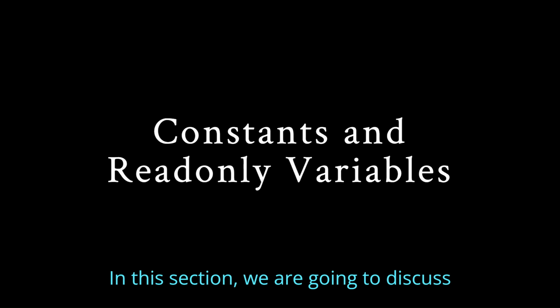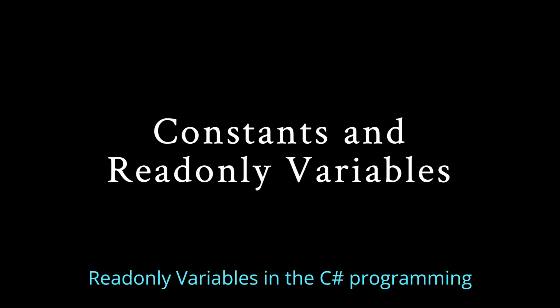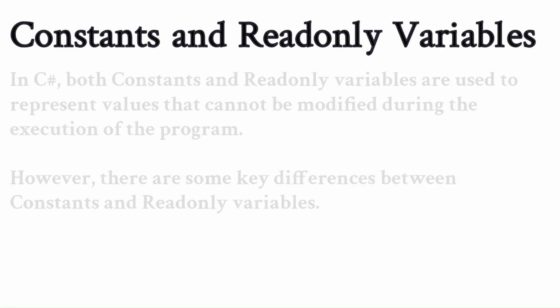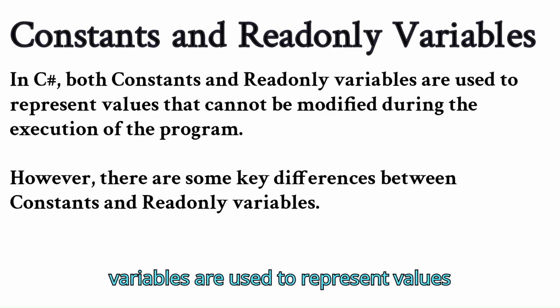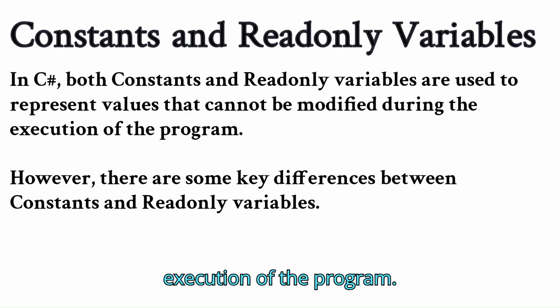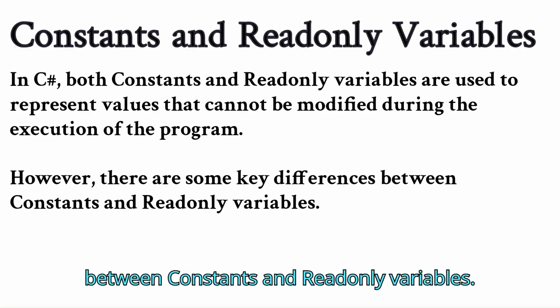In this section, we are going to discuss the difference between constants and read-only variables in the C# programming language. In C#, both constants and read-only variables are used to represent values that cannot be modified during the execution of the program. However, there are some key differences between constants and read-only variables.